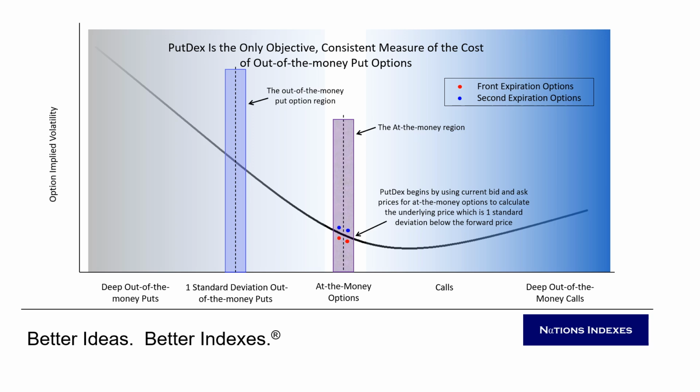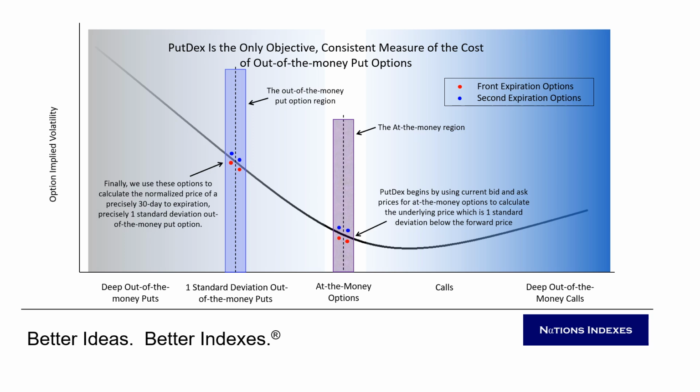The next step in calculating PutDex is to use prices of the put options just above and just below this threshold, these options here, to calculate a normalized 30-day put option price. Since you now have a dependable index with understandable context, you are trading with greater insight.